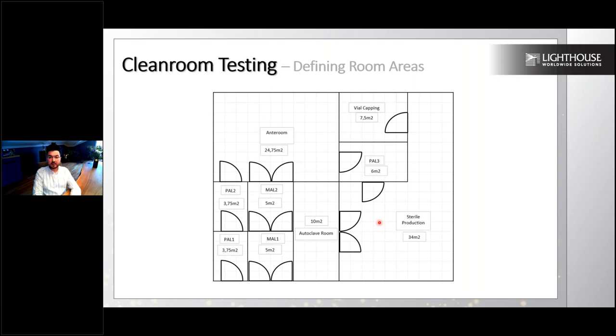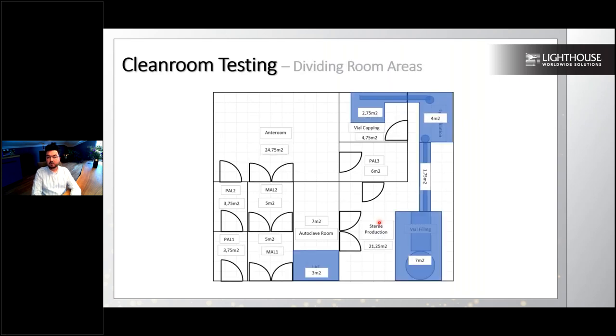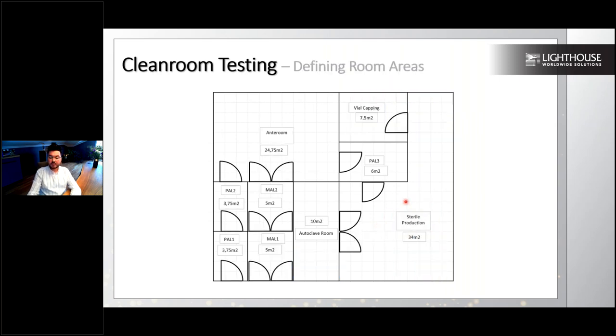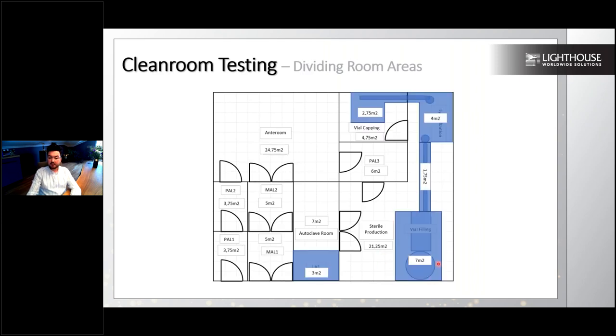So each room area will be defined as X square meter of room, and then divided into sections, clean zones inside your cleanroom. For example, if you take a look at this sterile production area, it was a 34 square meter area, but when you have a divided room area which is completely isolated from the room itself, then this is another clean zone. So it will be classified as a different clean zone other than the room itself.